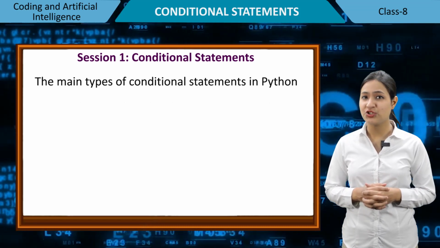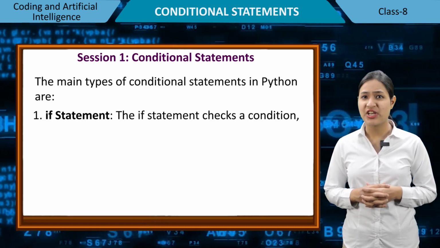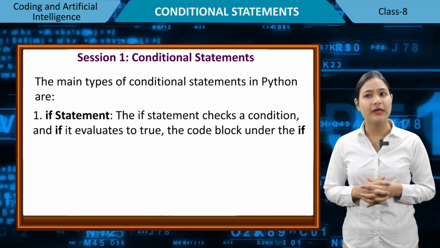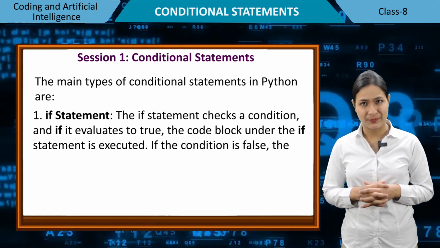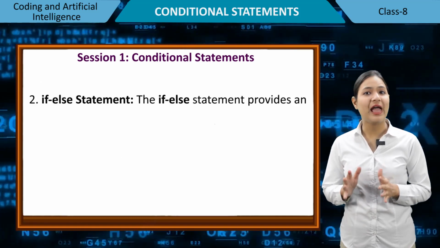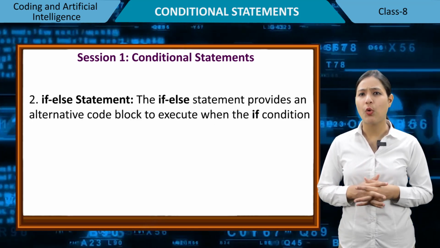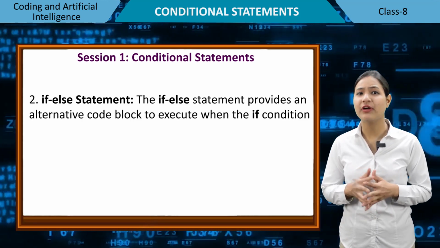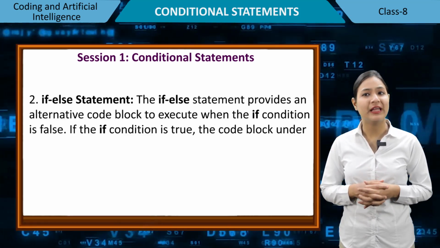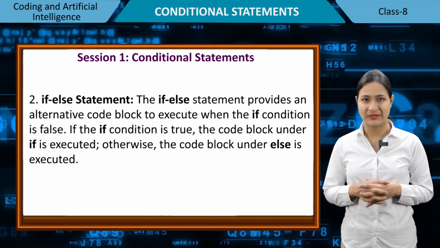The main types of conditional statements in Python are: if statement. The if statement checks a condition, and if it evaluates to true, the code block under the if statement is executed. If the condition is false, the code block is skipped. If-else statement. The if-else statement provides an alternative code block to execute when the if condition is false. If the if condition is true, the code block under if is executed. Otherwise, the code block under else is executed.